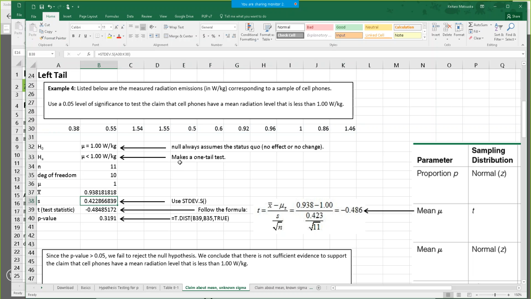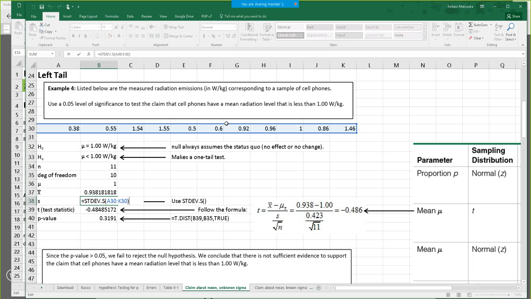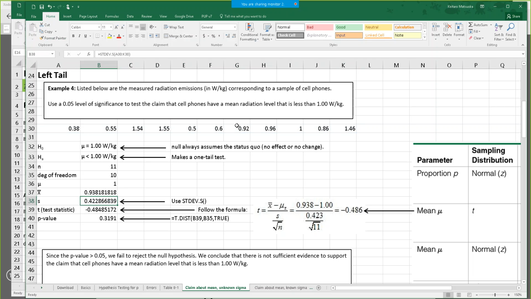And s is the standard deviation of all these things. We did that last week. So following the test statistic formula, this cell calculates the test statistic for you for left tail. And this calculates the p-value. And if you're curious, this is how you do it.